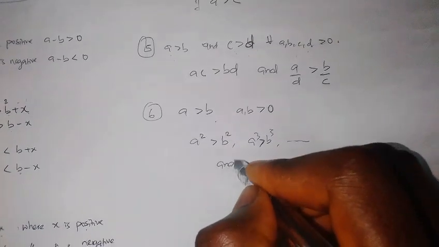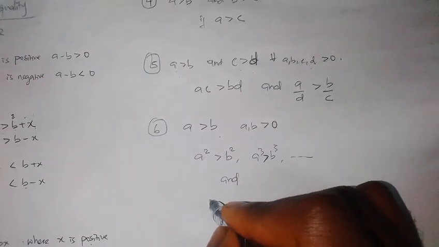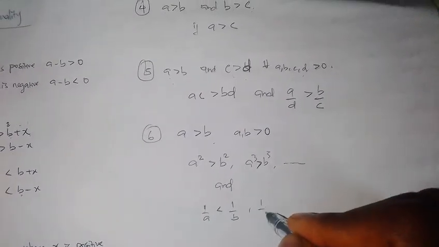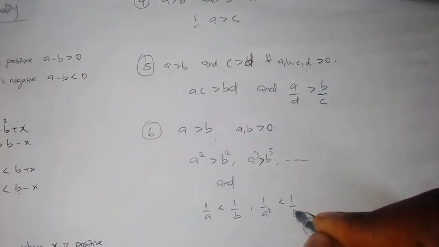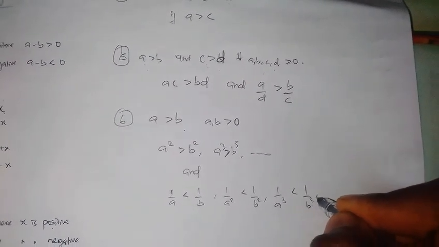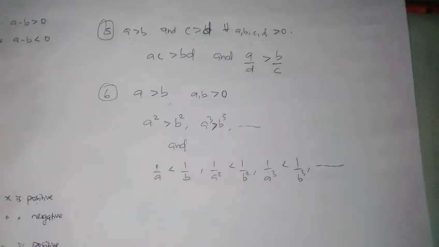Also, 1 over A must be less than 1 over B. 1 over A squared must be less than 1 over B squared. 1 over A cubed must be less than 1 over B cubed. And so on. That's that about that.